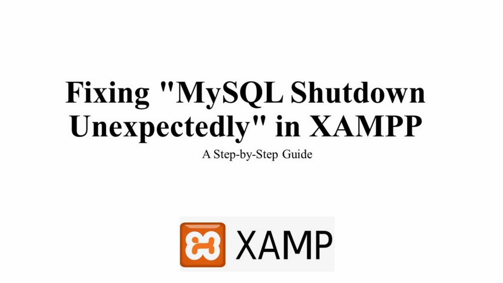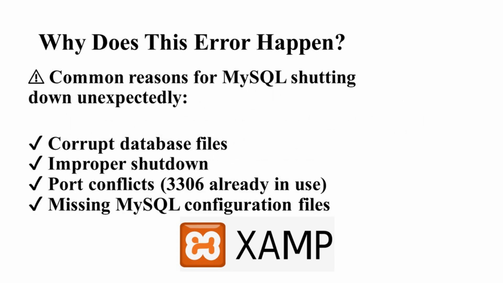In this video, I'll show you how to fix the MySQL Shutdown Unexpectedly error in XAMPP with an easy step-by-step method. So the first question that arises in mind is, why does this error happen? The MySQL Shutdown Unexpectedly error in XAMPP usually occurs due to a corrupted MySQL database file, improper shutdown of MySQL service, port conflicts, or missing configuration files. Luckily, there's a straightforward fix, so just follow these steps carefully.